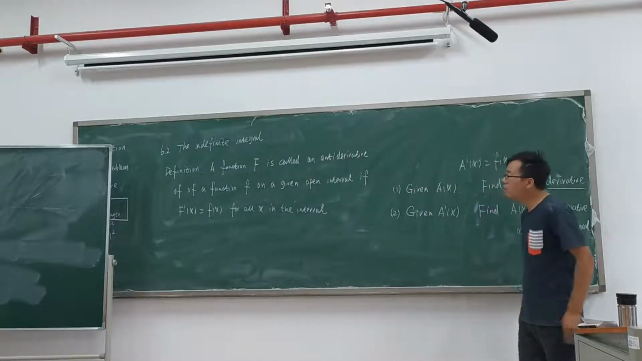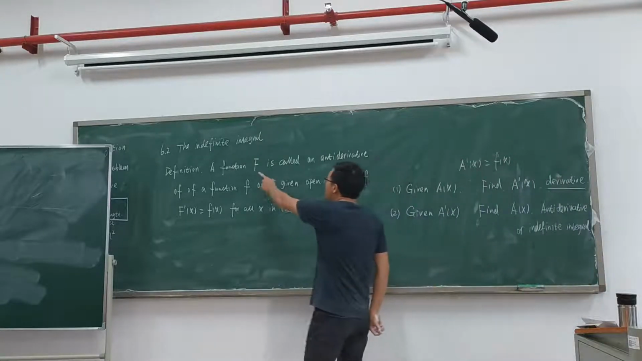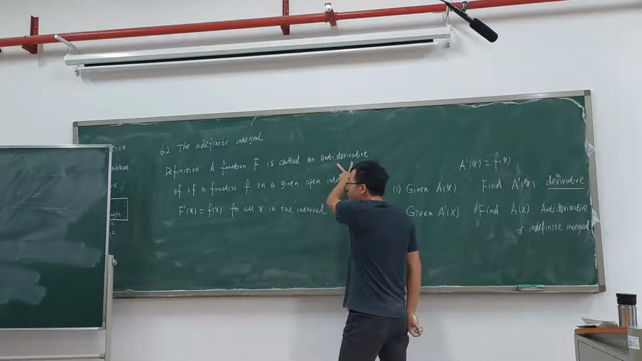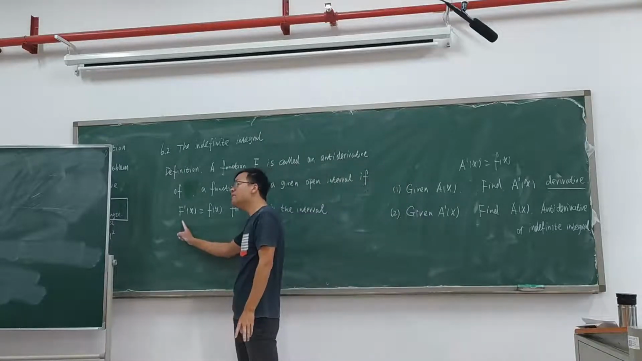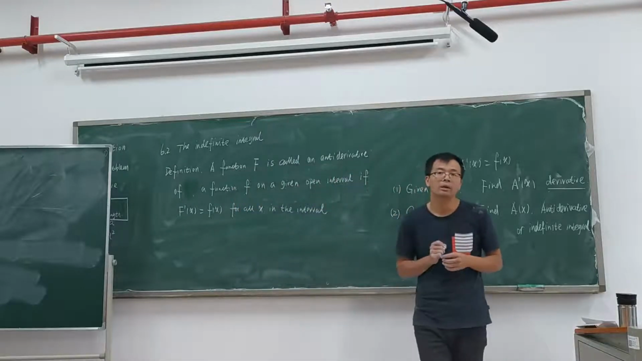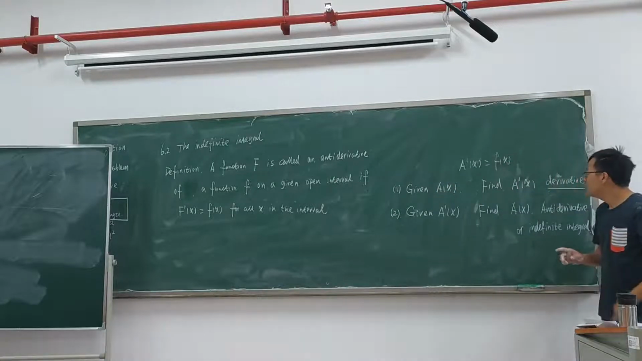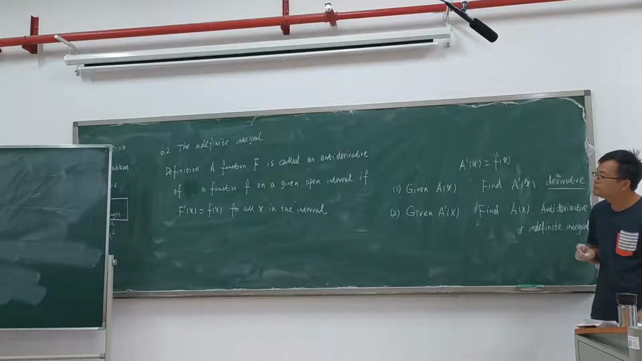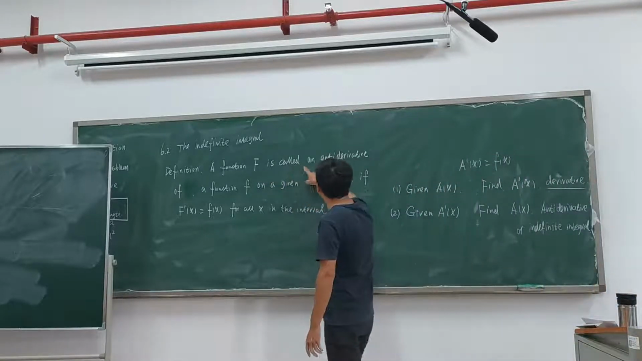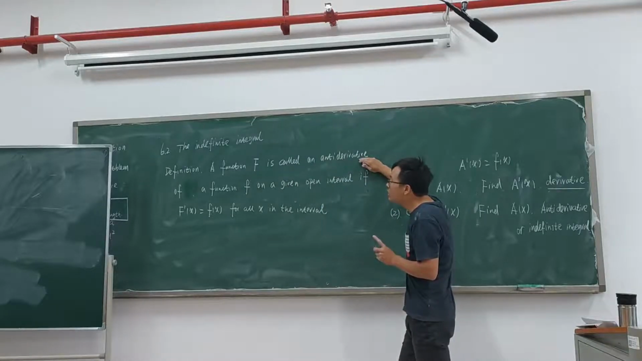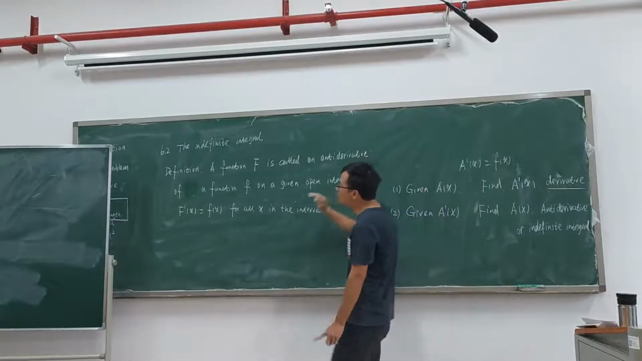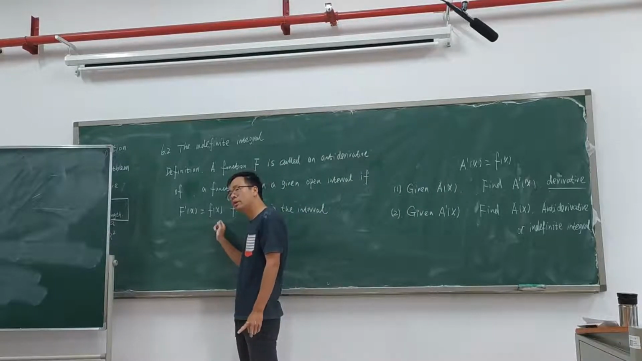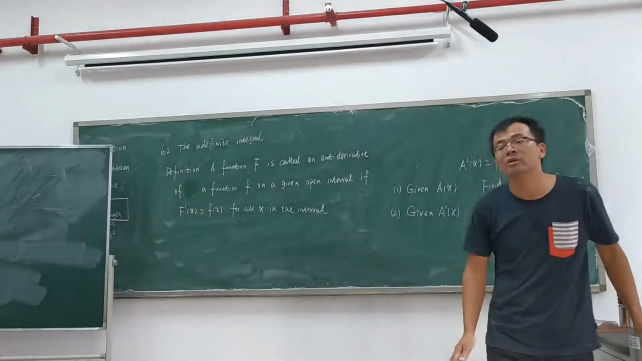So here, I give you a function capital F. Capital F is called an antiderivative of a function f on a given open interval if F prime equals f for all x in the interval. So if the derivative of capital F equals f, then capital F is an antiderivative of f. This is the definition.